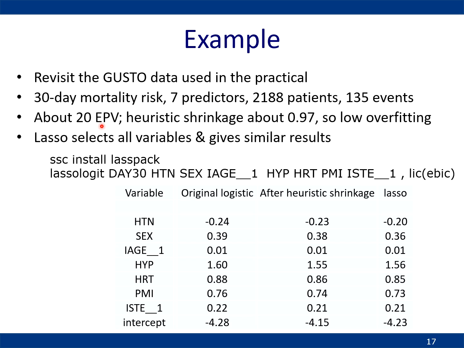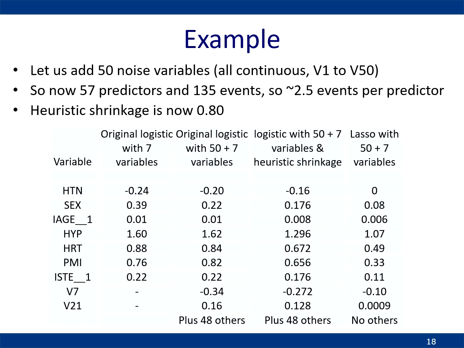This is in a setting where EPV is very, very big. So that's reassuring, isn't it, that when the EPV is large, we're not likely to get too much difference. Now let's add in 50 noise variables. So 50 variables that are not predictors are just randomly put in, and some of them potentially could get picked up by chance. I'm going to label those V1 to V50. They're all continuous variables. So now rather than 7 predictors, I've got 57 predictors. Remember again 135 events, so we've got about 2.5 events per predictor.